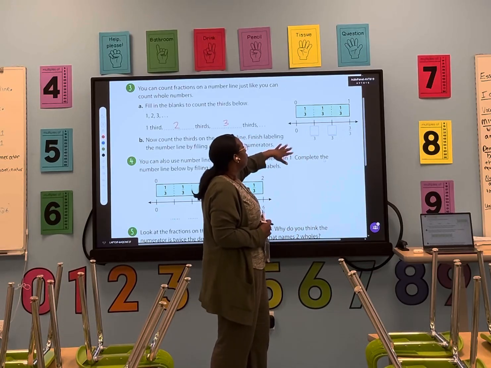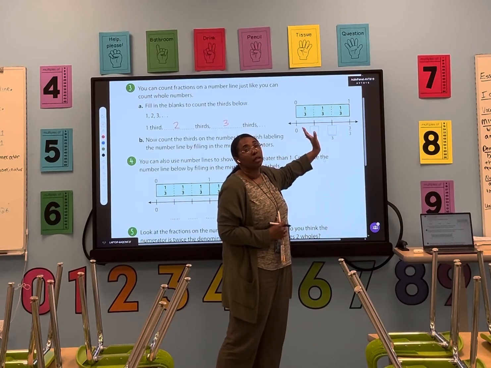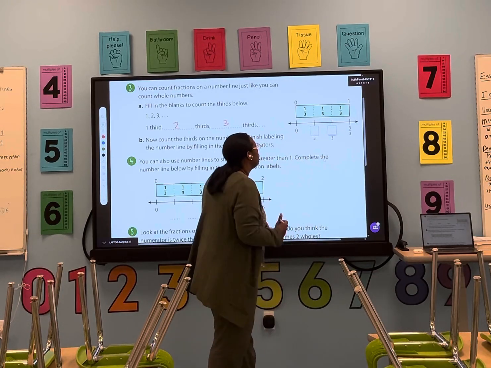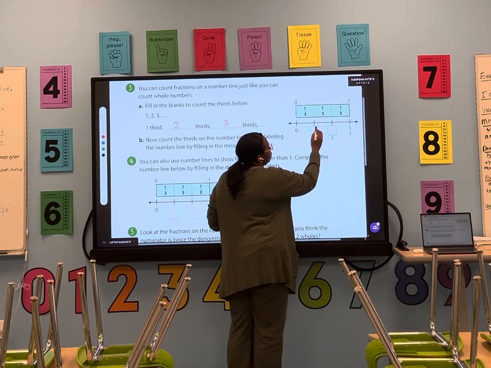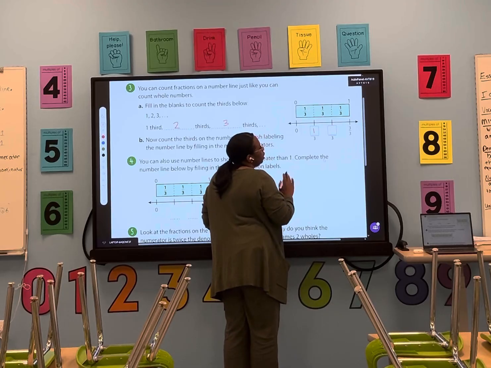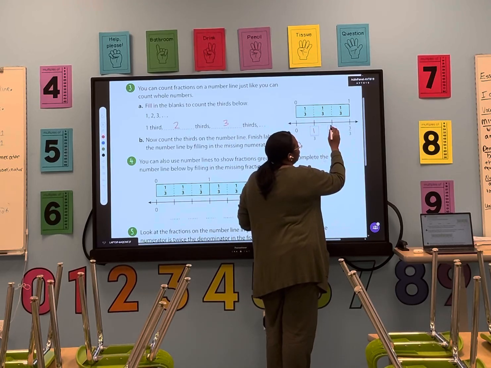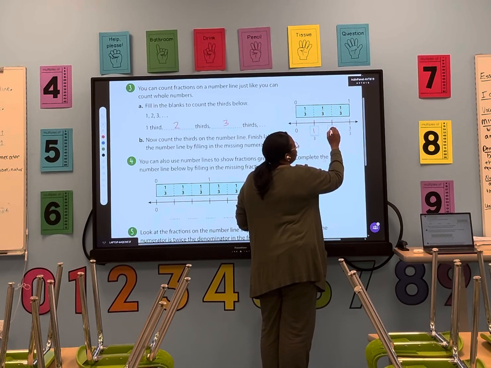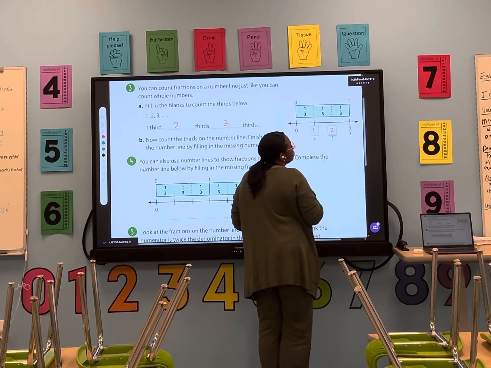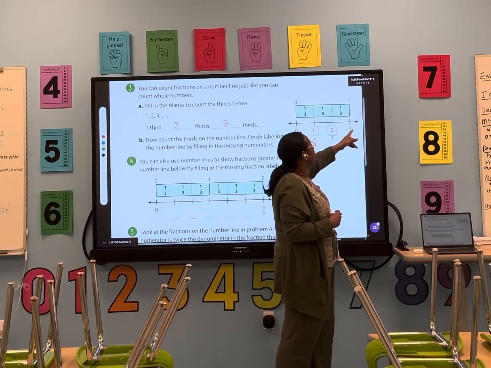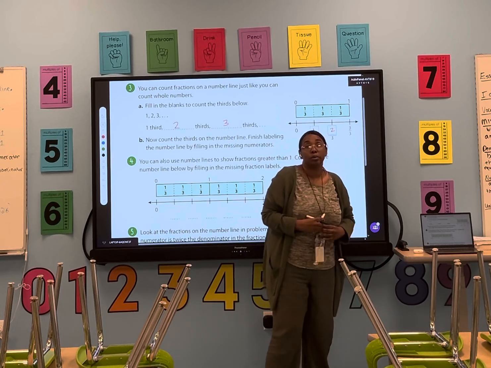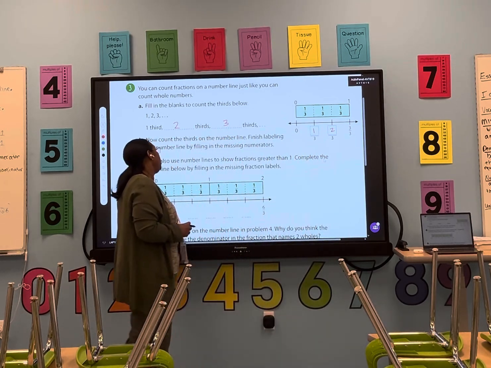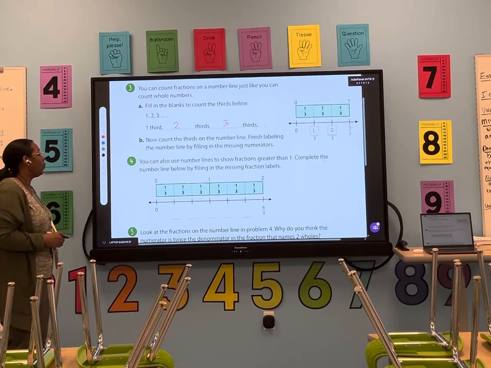Now, under here, we're gonna write the count of the fraction. So we start at 0, and then we go to the first tick mark. This is gonna be 1/3. Then we're gonna go to the second tick mark. This is 2/3. And now when I go to the next tick mark, it's 3/3, it's already there, but notice it's one whole again. All right, let's go to number 4.